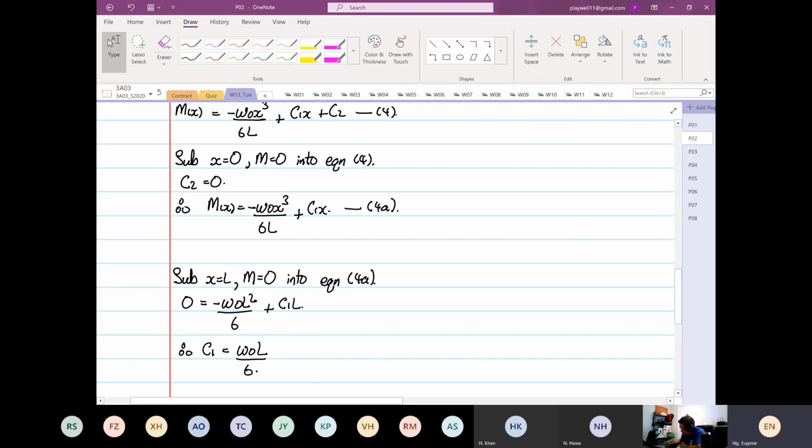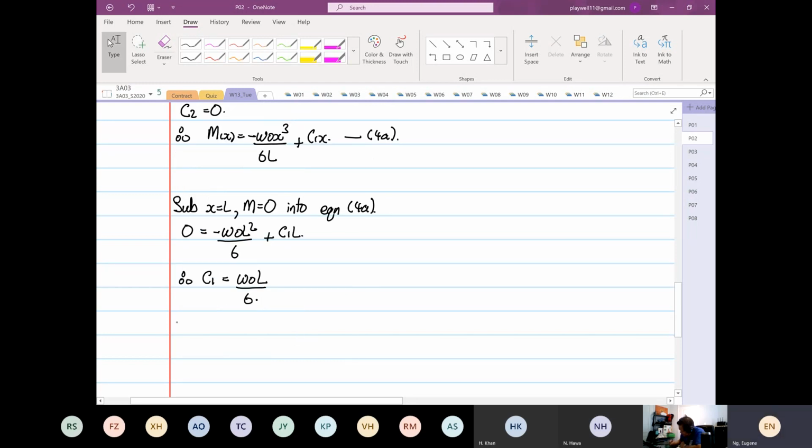So from here, you get, therefore, the moment as a function of x is equal to minus omega naught x cubed over 6L plus omega naught L over 6 x, and this is equal to EI d squared y over dx squared. Okay, so this is our equation number 4b.